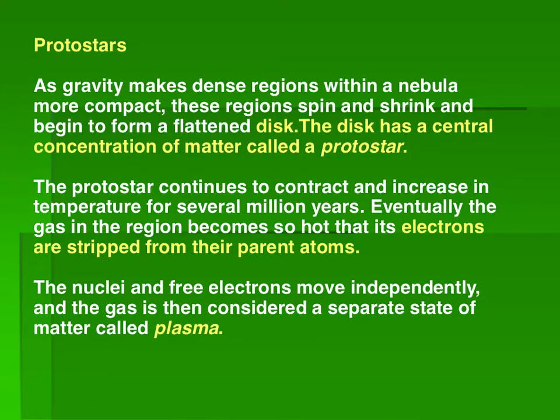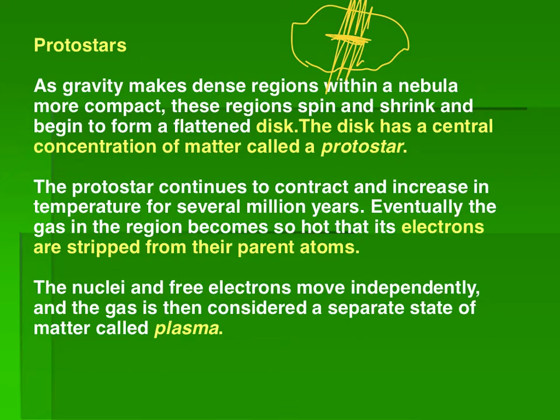As gravity makes these regions denser and more compact, the regions spin and shrink and begin to form into a flattened disk. This disk has a central concentration of matter called the protostar. So from the cloud and the nebula, we get this flattening out, and the star becomes a bit more of a shape. The protostar continues to contract, and eventually the temperature will increase over several million years. So this is not just an overnight thing. A star is born over a long period of time.